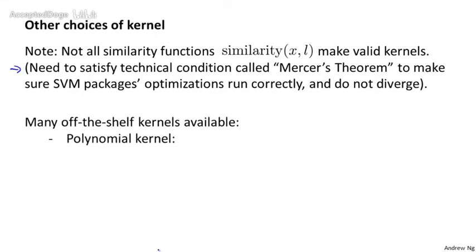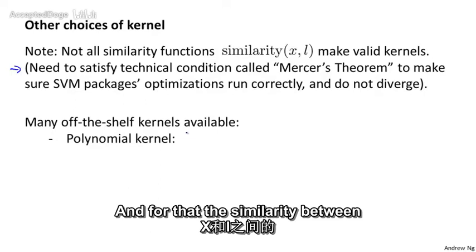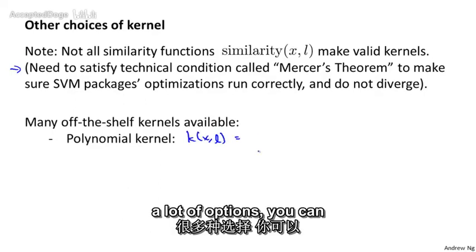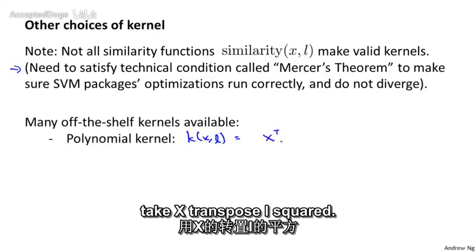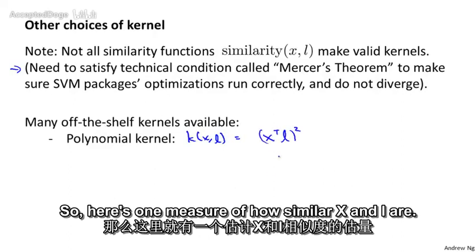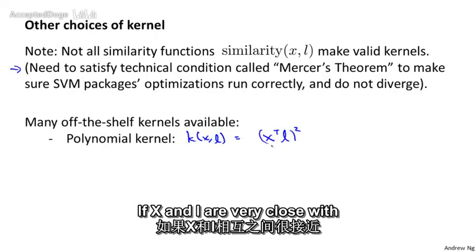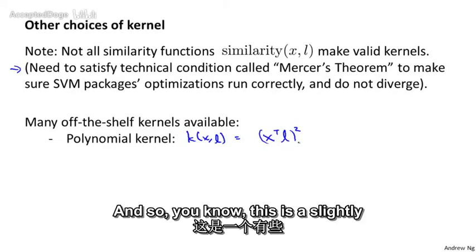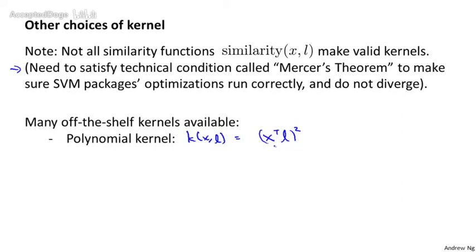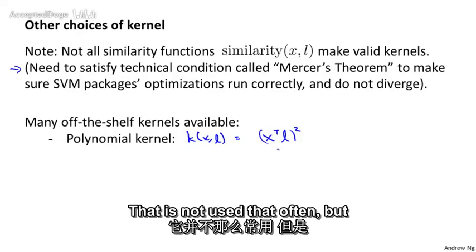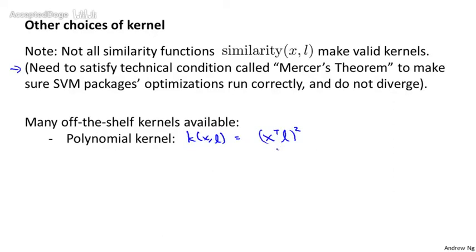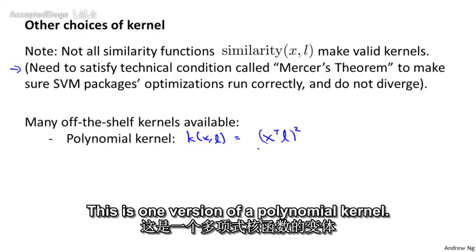the polynomial kernel, and for that, the similarity between x and L is defined as, there are a lot of options, I guess. You can take x transpose L squared. So, here's one measure of how similar x and L are, right? If x and L are very close to each other, then the inner product will tend to be large. And so, this is a slightly unusual kernel that's not used that often, but it works. You may run across it, so there are some people using it. This is one version of the polynomial kernel.